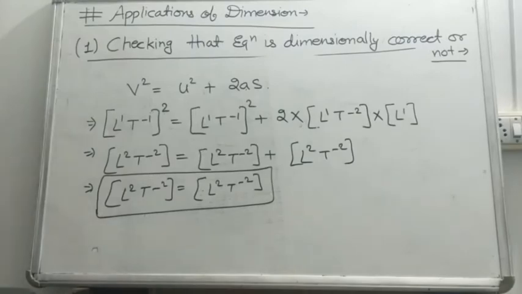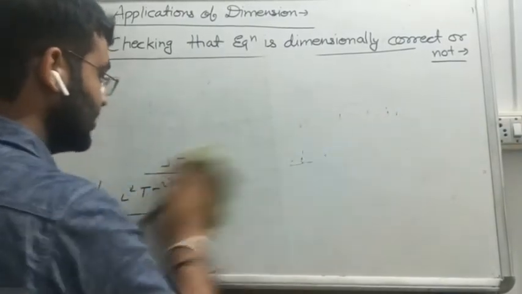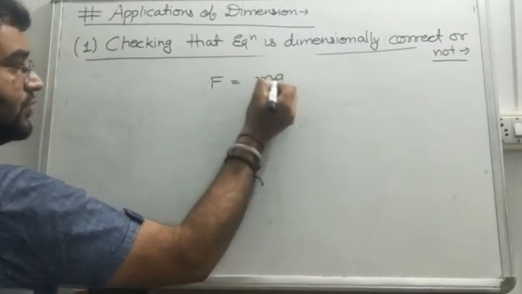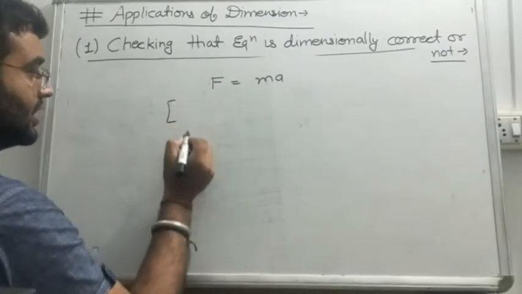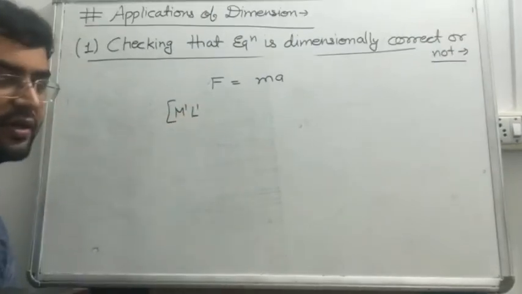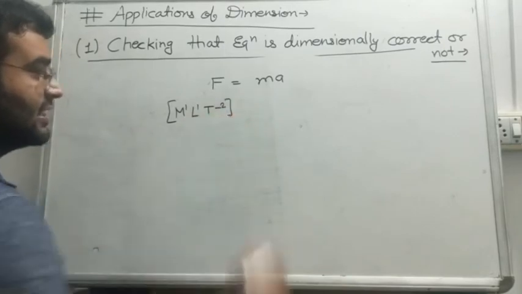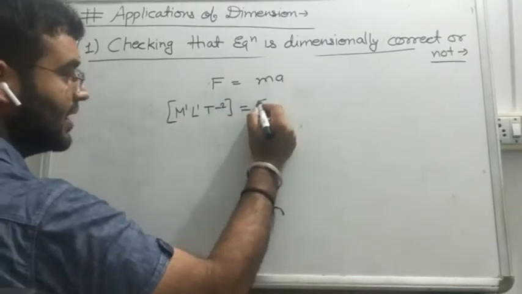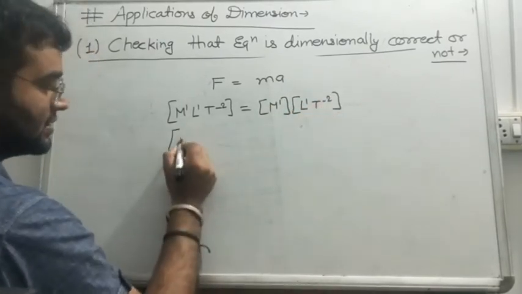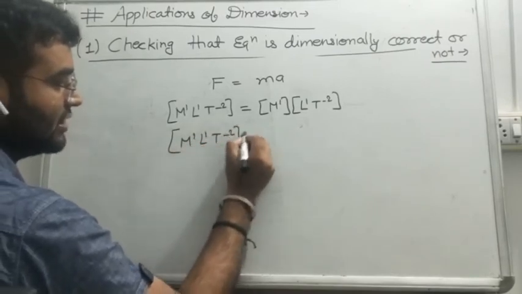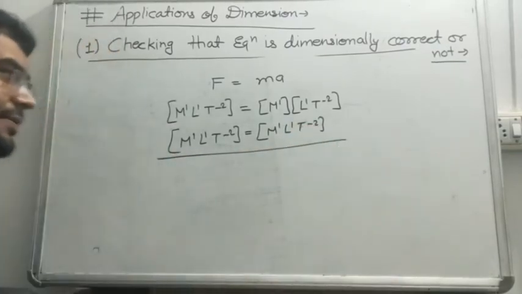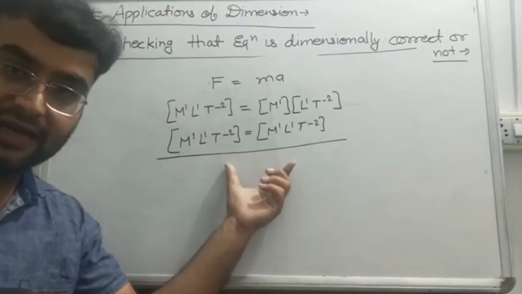So, you can check more equations like this. You can check the equation F is equal to ma, that is also an equation. You can check this. For the force, you can use kg meter per second square, and for kg M1, for meter L1, and second square, that is T power minus 2, is equal to mass, it means M1, and acceleration, it means L1 T minus 2. When you solve this, then M1 L1 T minus 2 is equal to M1 L1 T minus 2. It represents that this equation is dimensionally correct.